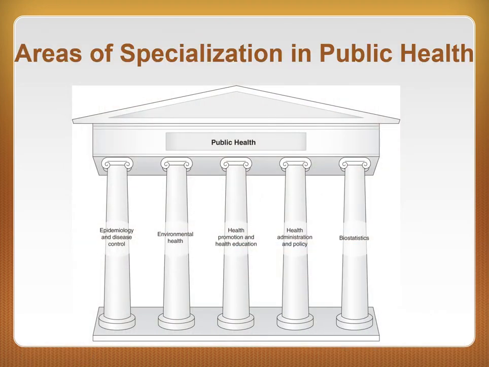Alright, next I would like to talk about the areas of specialization in public health. In other words, we need to know the 5 pillars of public health, which are epidemiology and disease control, environmental health, health promotion and health education, health administration and policy, as well as biostatistics. Epidemiology and disease control is a basic science of public health, and it is a quantitative scientific discipline that relies heavily on statistics and study design.